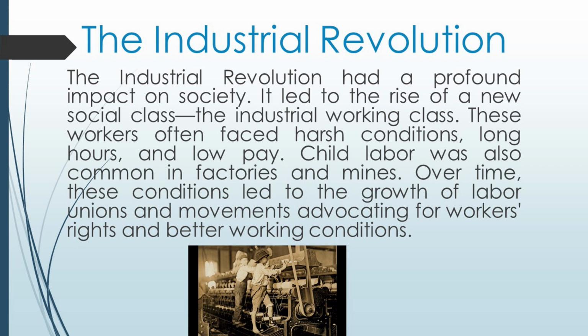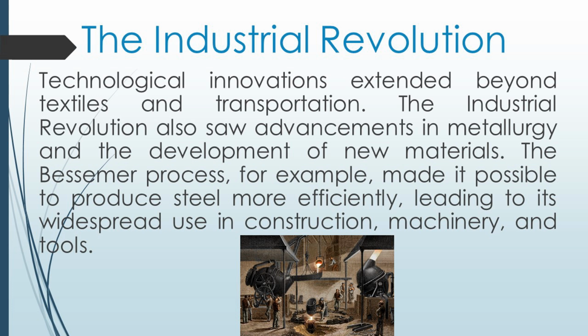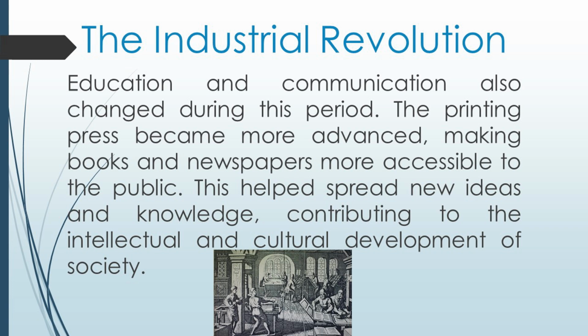Technological innovations extended beyond textiles and transportation. The Industrial Revolution also saw advancements in metallurgy and the development of new materials. The Bessemer process, for example, made it possible to produce steel more efficiently, leading to its widespread use in construction, machinery, and tools. Education and communication also changed during this period.